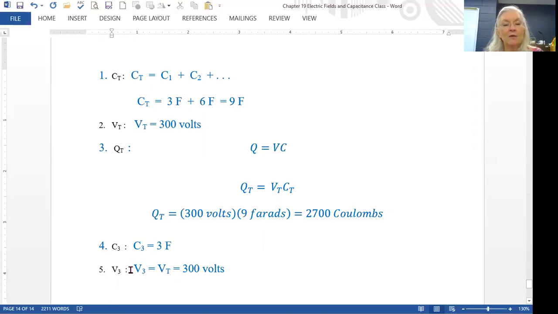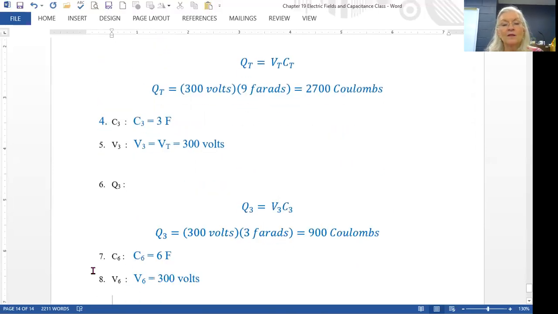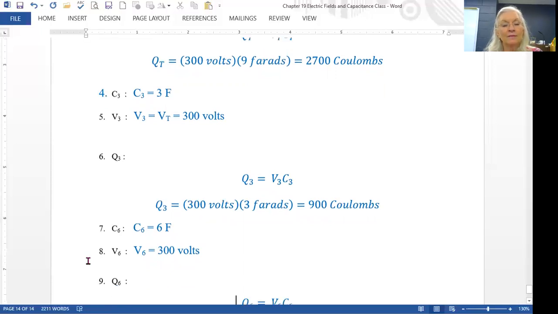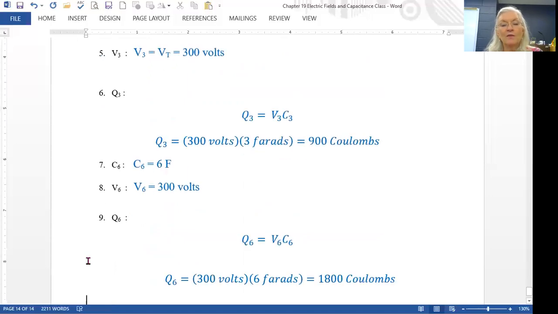To find out the individual values, the 3 farad capacitor has a capacitance of 3 farads. Its voltage is the same as the total, so 300 volts, because it's wired in parallel. Then you can find Q from the formula. So 300 volts multiplied by 3 farads gives you 900 coulombs. We can do the same for the 6 farad capacitor. Its individual value is 6 farads. Its potential is 300 volts, same as the total. And to find the Q, we use the formula. Q equals V times C, so 300 volts times 6 farads gives you 1,800 coulombs. That finishes the chapter.